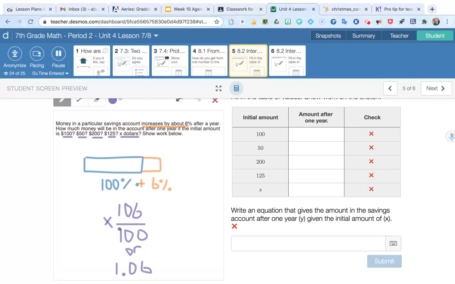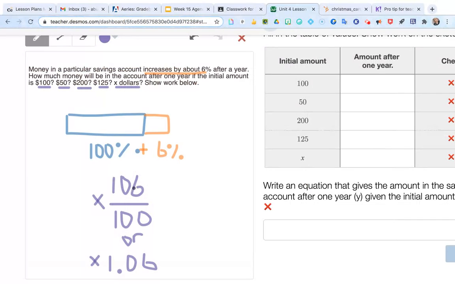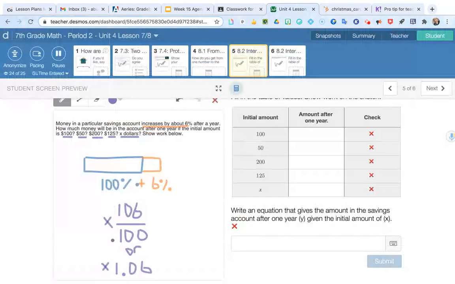And some of you may already know the trick that dividing by 100 is moving the decimal 1, 2. So some of you may already know that trick. So dividing by 100, dividing my percent by 100 is the same as moving the decimal over 2 places. So you choose which one you want to multiply by. You can multiply by 106 over 100 or 1.06. So this is kind of like my K. This is my multiplier. So my multiplier, so I want to find 106% of these different amounts. So go ahead and take these amounts and multiply them by 1.06.